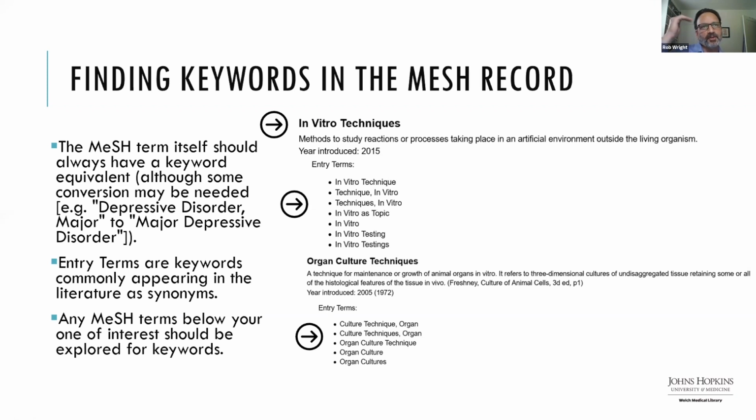Any MeSH terms that are child terms of a parent term, so for instance, organ culture techniques is a child term of in vitro techniques, you'll want to look at the entry terms list and pull out keywords from there. And so, for instance, organ culture and its plural form would be good keywords to pull out of that list.